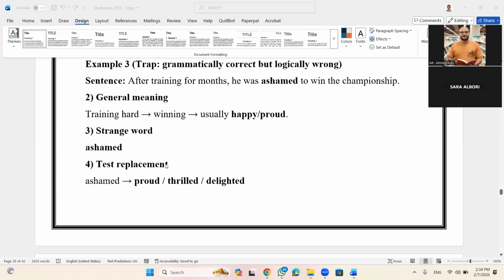Example number three. After training for months, he was ashamed to win the championship. What is the sentence about? The training. Good job. And winning, by the way. Which word does not fit the context here? Ashamed, because no one feels ashamed when he wins something. So replace it.